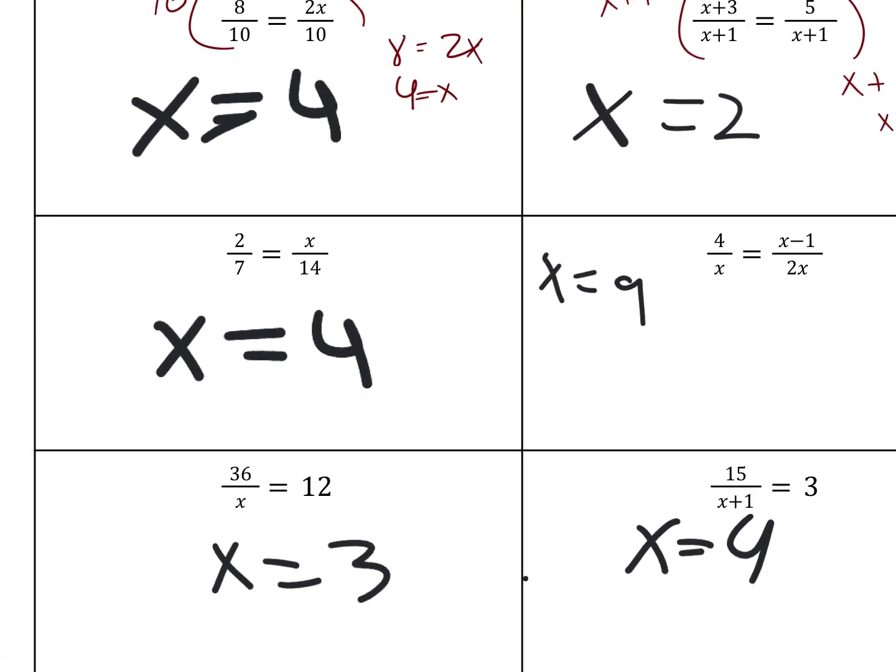This one over here, could you have multiplied across by 14? Sure, why not? 7 goes into 14 twice, giving me 4. And then the 14 would cancel, so we'd get x equals 4.